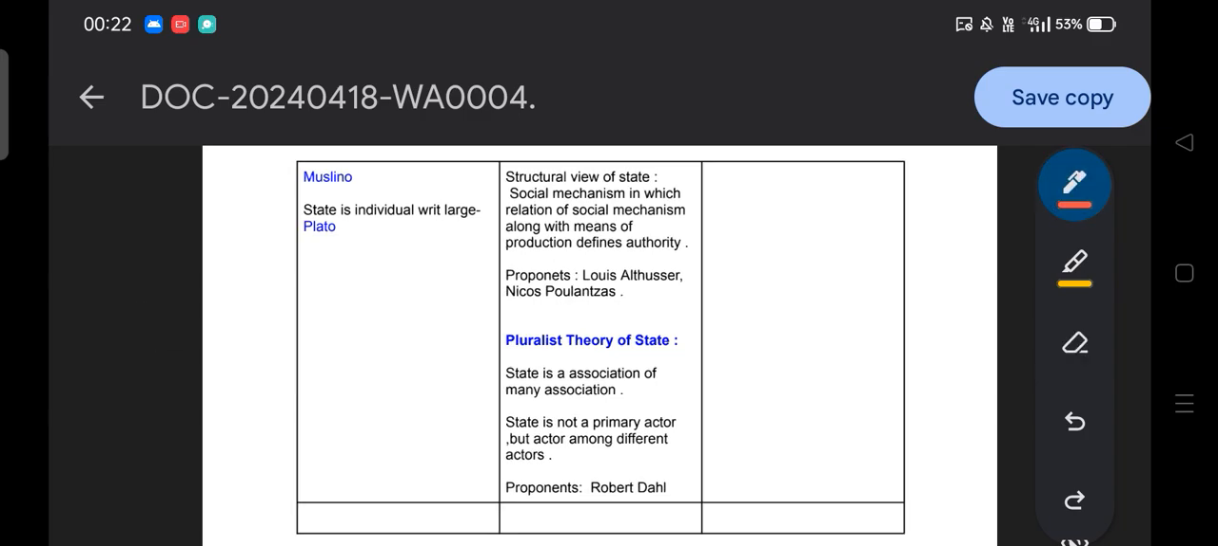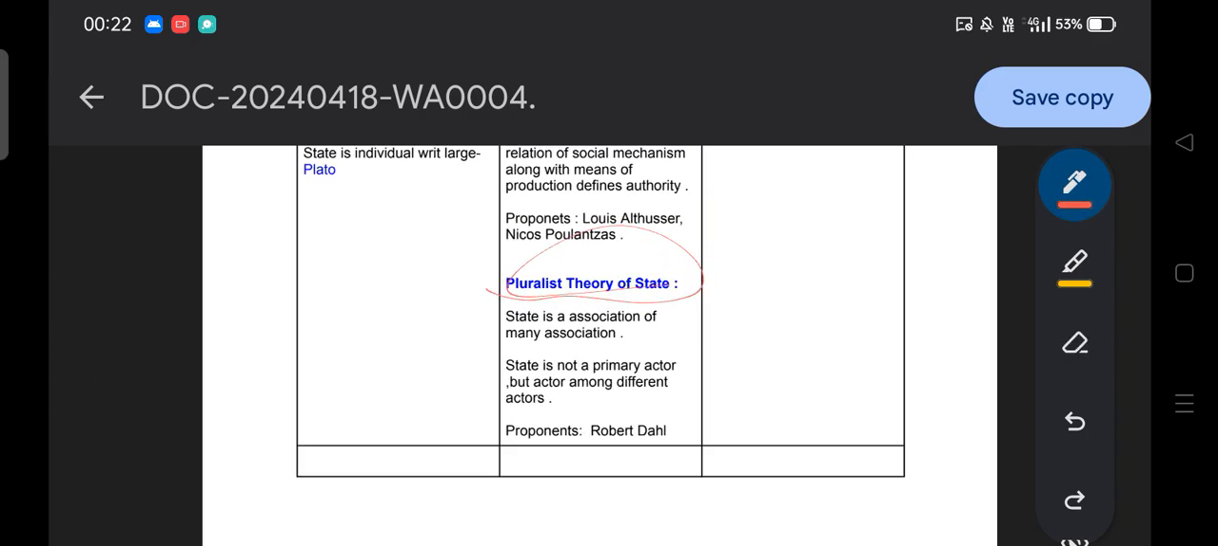Then the pluralist theory of the state. They believe the state is an association of many associations. The state is not a primary actor but an actor among different actors. The state is not the highest association; it is just one association among different associations. It is just a part. So the pluralist theory believes there are multiple actors and multiple channels in society, and the state is not the only primary one.